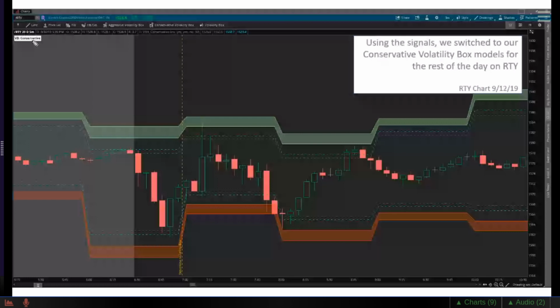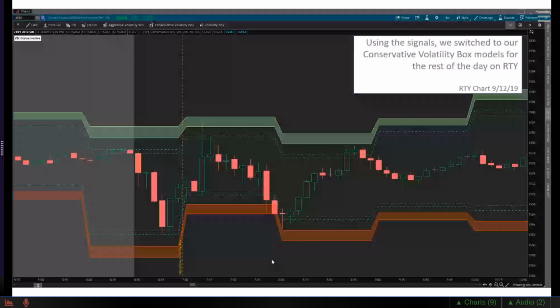So same exact chart. Now we have our conservative volatility box model plotted. And we see that this contains price action far better. Price is staying contained inside of these volatility box clouds. And so for us, that is our sign, and gives us the edge to adapt to these models and start to trade using our conservative model.